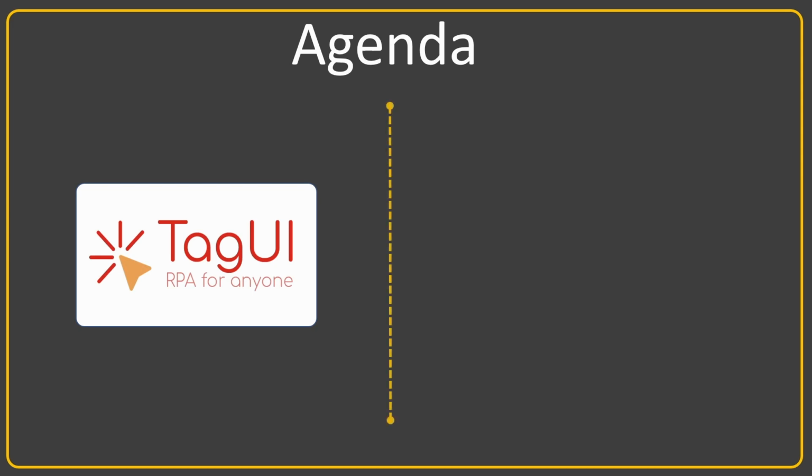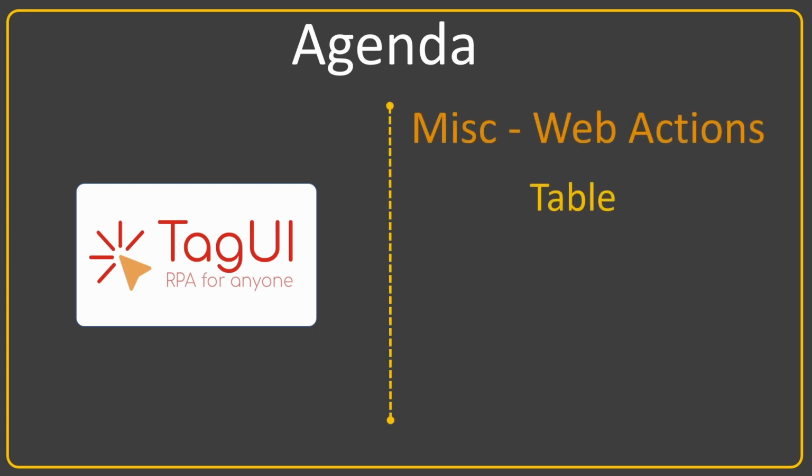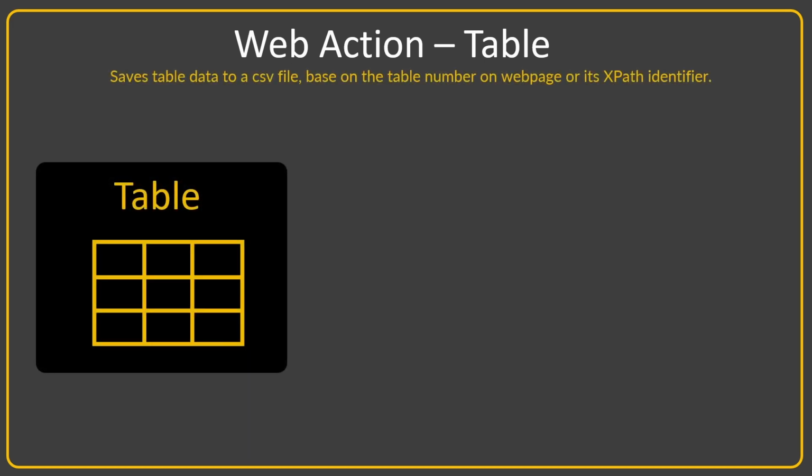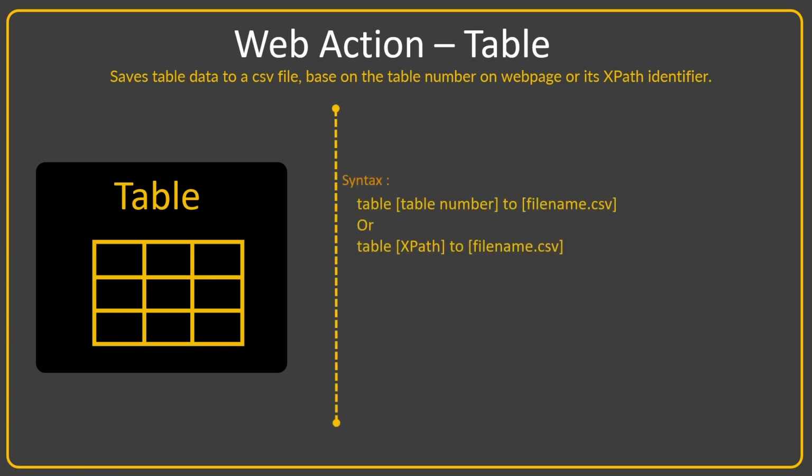Welcome to today's session. In this session, we're going to see the WebActions table. Tables are a pretty exciting and very important concept for organizing data, and are generally used for web scraping from a table to a different source. A table consists of rows and columns. This keyword helps extract a table to any CSV file.